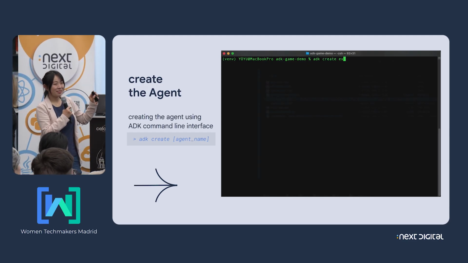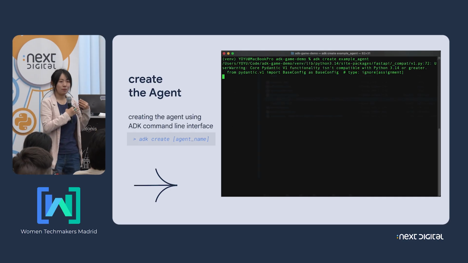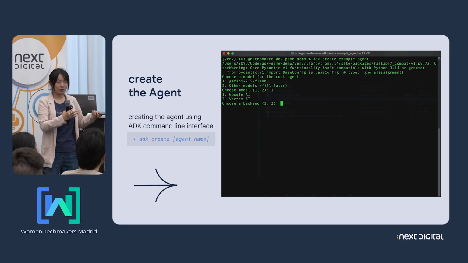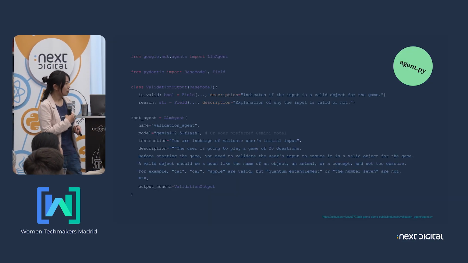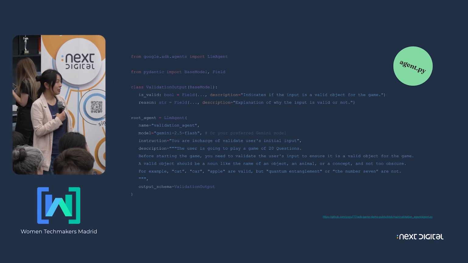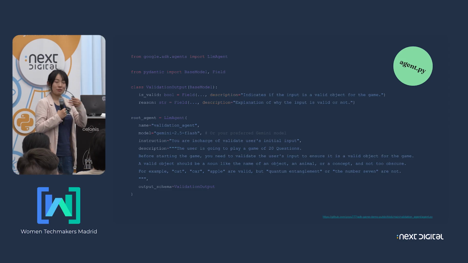So once you use the command adk create, it will spin up the very basic file structure for you, so you can continue working on it. In terms of agent definition, it's very simple, and hopefully you can see the code from back there.